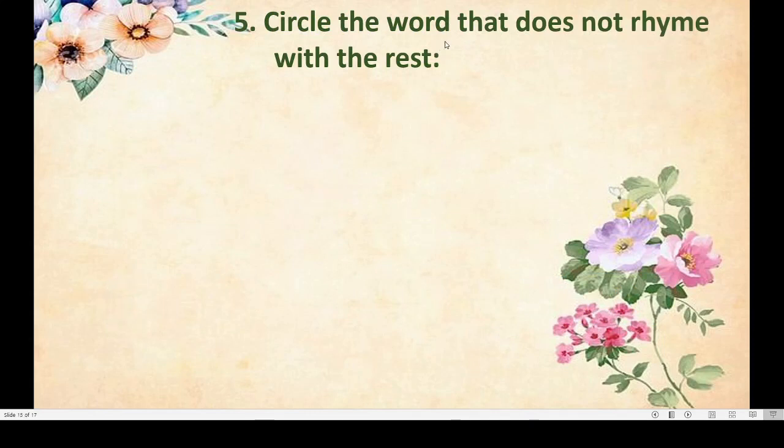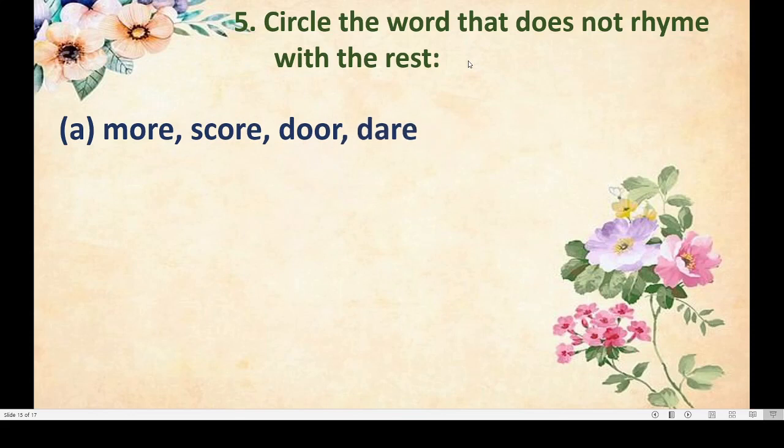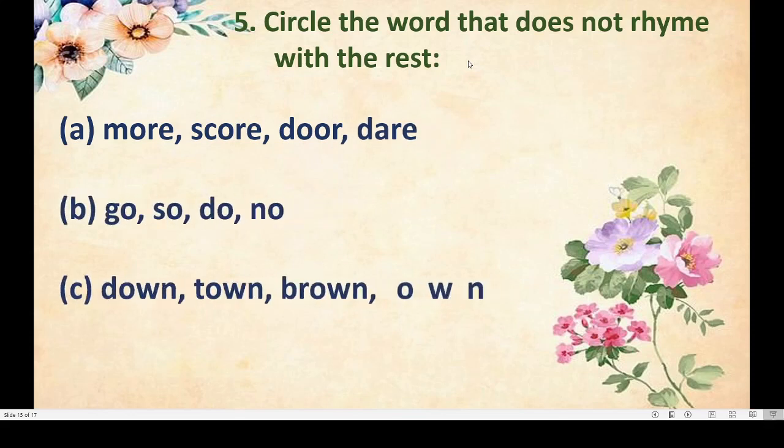Circle the word that does not rhyme with the rest. First we will write, see this, and then we will read this. Circle the word that does not rhyme with the rest. I will read this. M-O-R-E, more. S-C-O-R-E, score. Please give importance to the pronunciation. Okay, more, this is score.